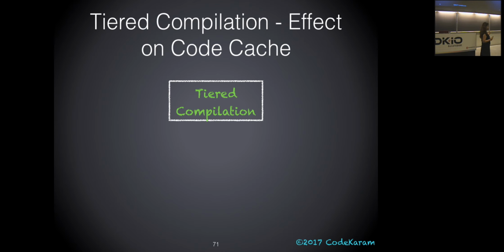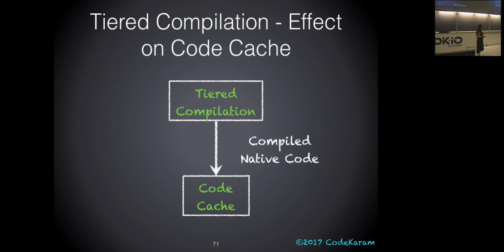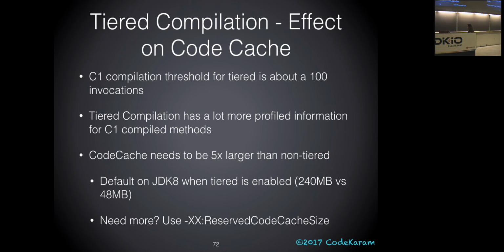There's one effect on the code cache that surfaced with tiered compilation. Remember, the code cache stores your compiled code for reuse. But with tiered compilation, remember the first level, the C1 compilation, has only 100 invocations. If your method gets called 100 times, it's going to be compiled. So where's the JIT code going to go? It's going to go in the code cache. So every method that's called 100 times is going to get compiled and sit in your code cache, and your code cache is going to get bloated.